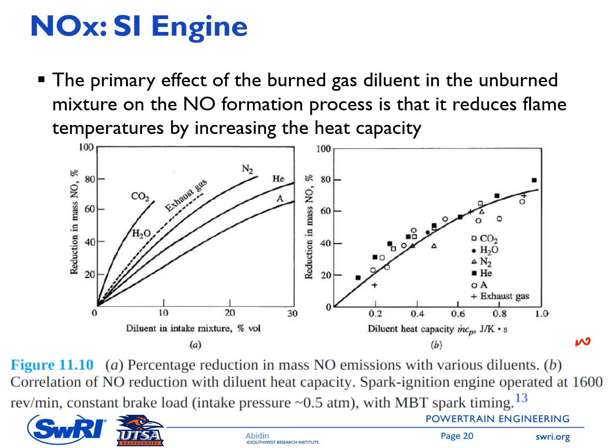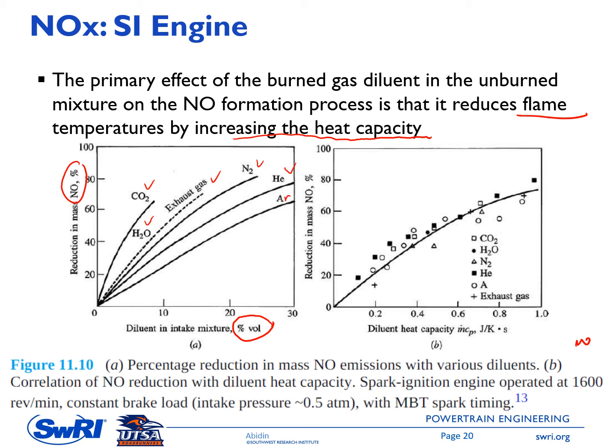The primary effect of this NOx reduction by having the burned gas diluent is that it reduces the flame temperature by increasing the heat capacity. The figure on the left side here is showing the reduction in mass for NO as a function of a diluent in the intake in percent volume for different diluents. So we have CO2, H2O, and this one is typical exhaust gas. We have N2, He, helium, and this is Ar, I think.